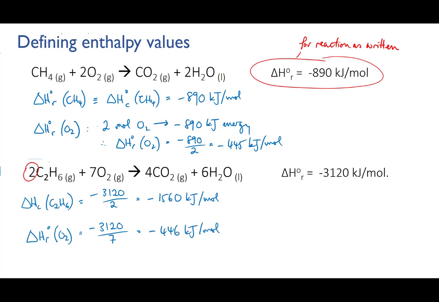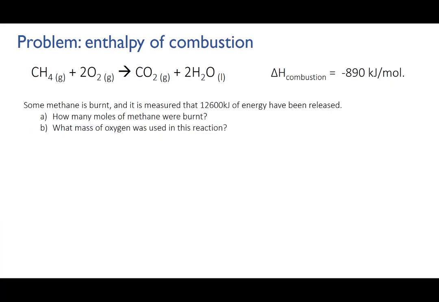So let's try a problem using that methane equation. We burn some methane and we measure that 12,600 kilojoules of energy are released. First of all, let's try and calculate how many moles of methane must have been burnt to produce that much energy. And secondly, what mass of oxygen would have to have been used in that reaction. So let's take part A first.